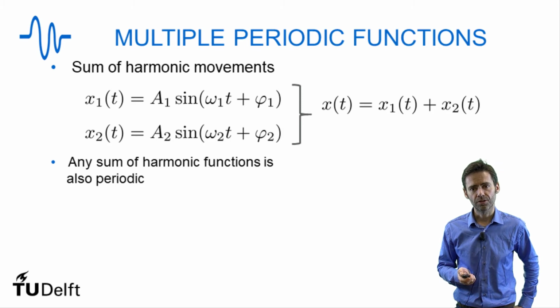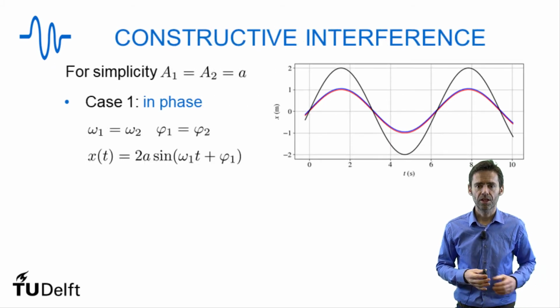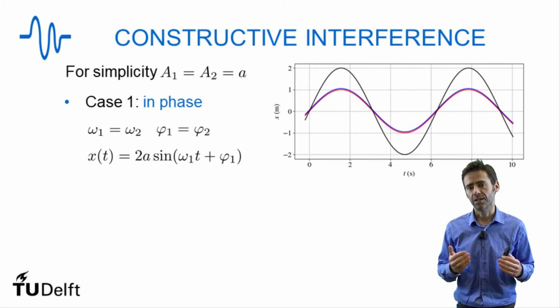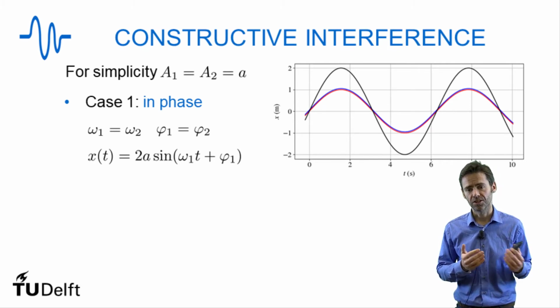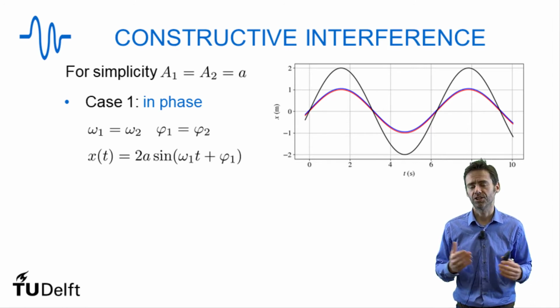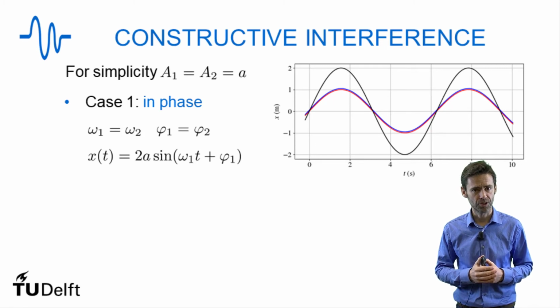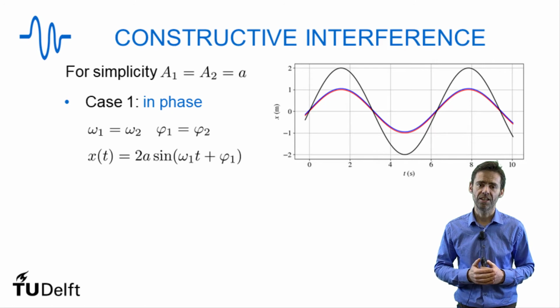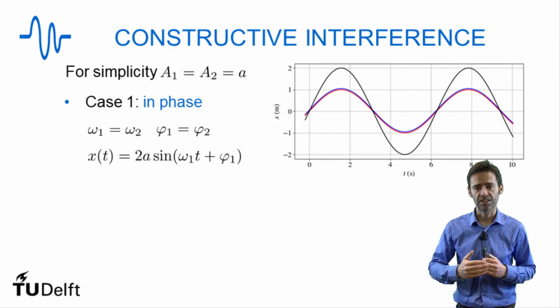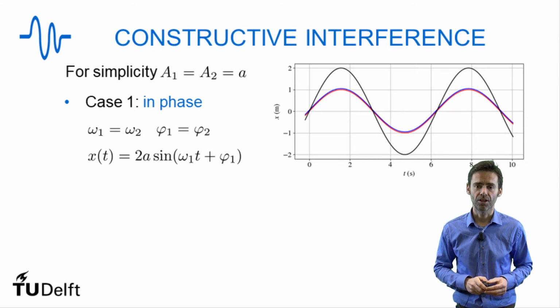So let's take a look at a few examples. Let's first take two harmonic functions. We take them to have the same amplitude, the same frequency, and the same phase. If we do that, it's a simple matter of trigonometry to add the two together, and we will see that the resulting oscillation has an amplitude that is twice as large as the original oscillation. This is what we call constructive interference. The two oscillations add up together to a larger oscillation.